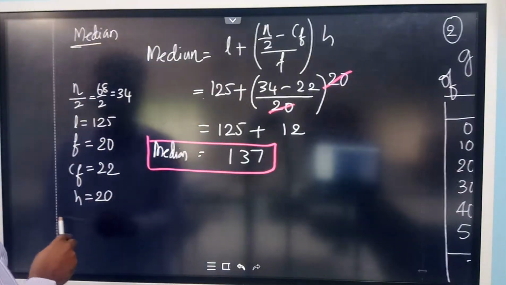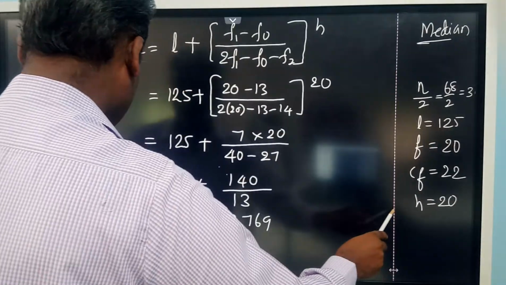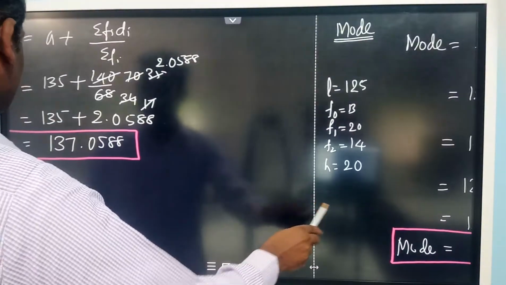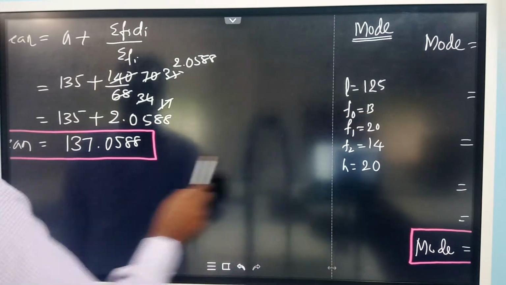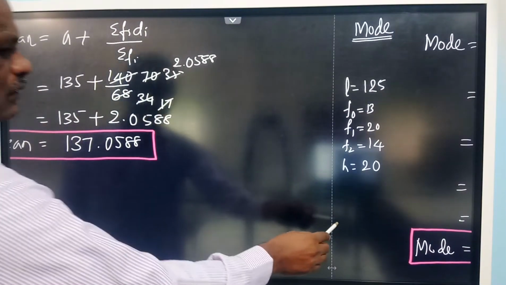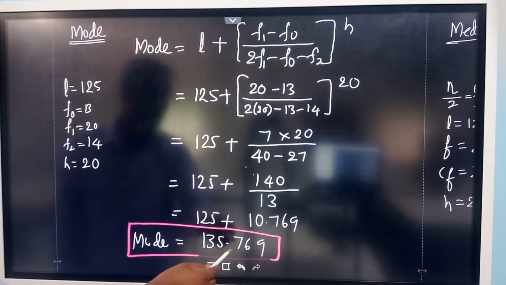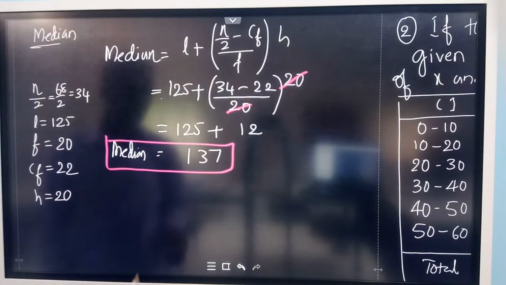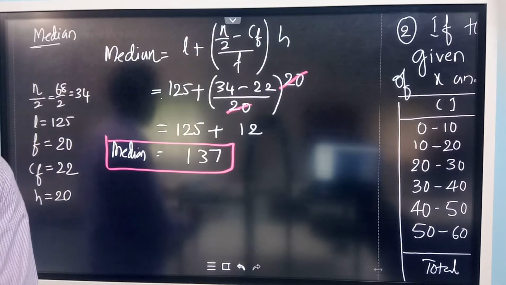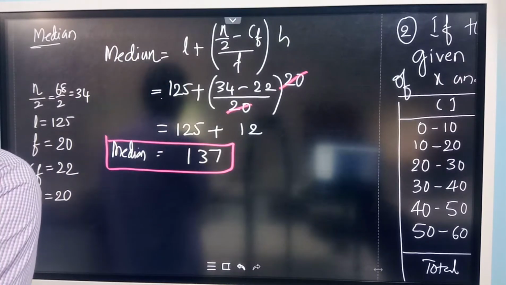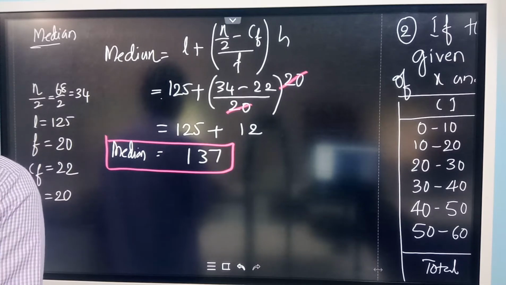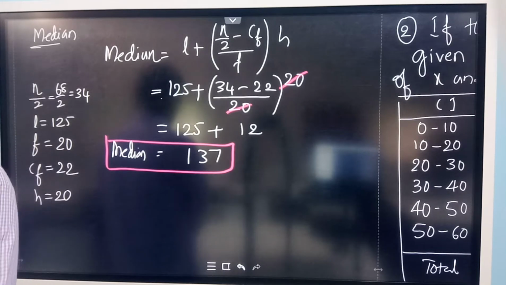See, all the answers you can compare now: median, mean and mode. Mean is equal to 137.0588, mode is 135.7, that means almost 136, and the median is 137. So all are very close to the same answer. Mean, median, mode, you are getting almost the same answer for the given question.